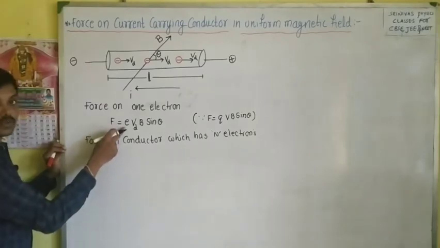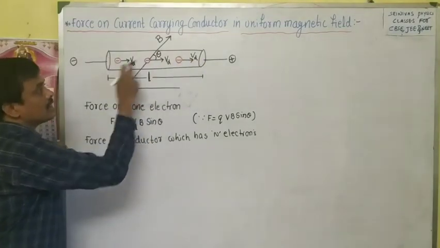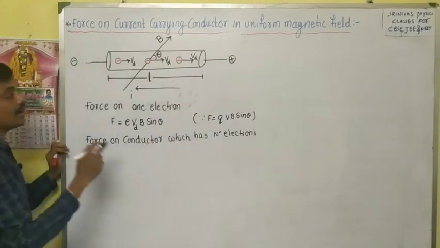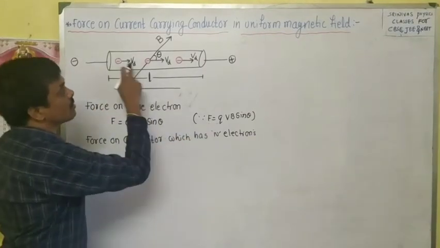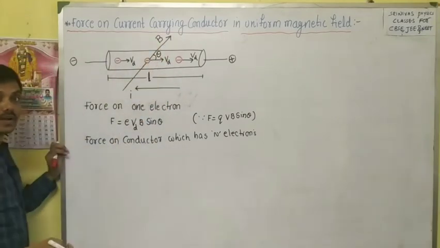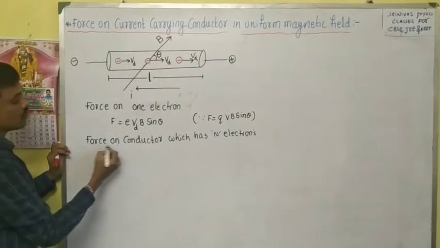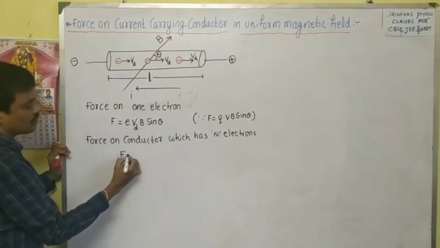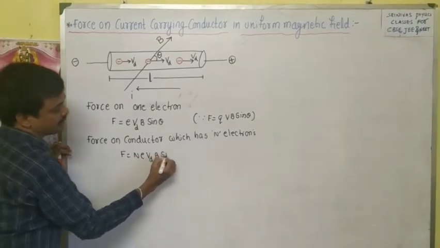On one electron this much force will act. Force on the conductor is nothing but the force on N electrons. This conductor has N electrons, so the force on N electrons equals the force on the conductor. On every electron the force will act, because we know that when a charge moves in the magnetic field, force acts on it. Here electrons are moving in the magnetic field, that's why force acts. When force acts on the electrons, automatically force acts on the conductor. The force on N electrons is N into eVd B sin theta.